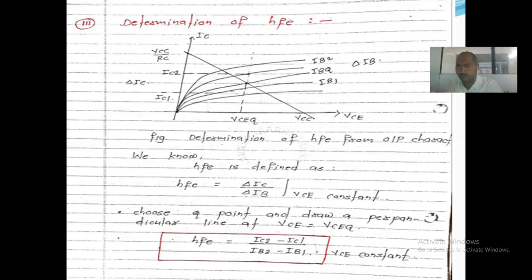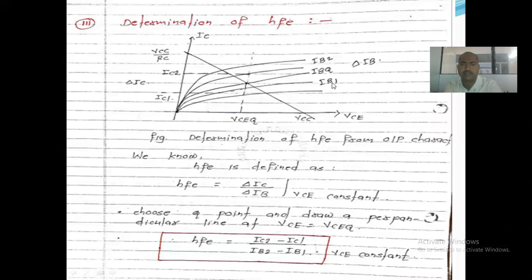So for the calculation of the output parameter, we are required to have the output voltage versus output current. We know that VC is the output voltage and IC is the output current. To calculate HAP, we have to draw the plot of VC versus IC. This is the plot at different values of IB, the base current.